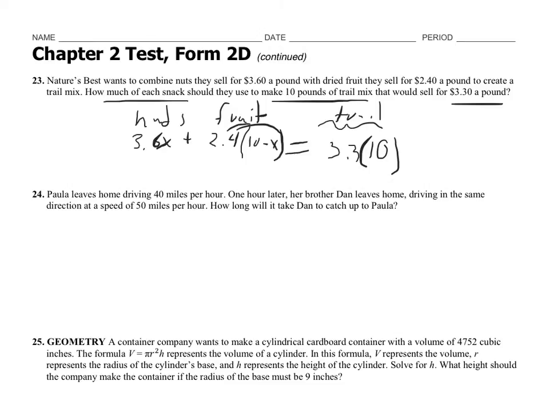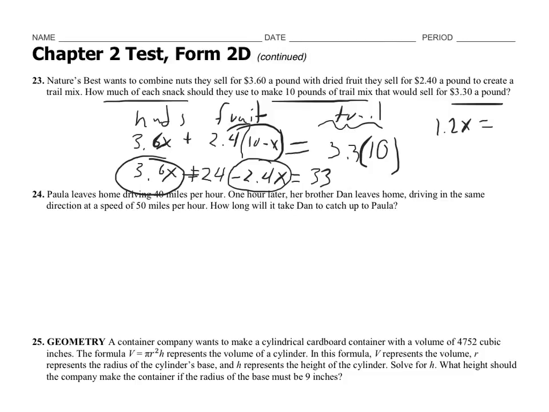Now, distribute that. So 3.6x plus 24 minus 2.4x equals 33. I have 3.6x and negative 2.4x. That's 1.2x. Subtract the 24 from the 33 and that should give me 9. So I have 1.2x equals 9. Dividing by 1.2, x equals 7.5 pounds. And that's of nuts. So to figure out how many pounds of fruit, you'd subtract, so that'd be 2.5 pounds of fruit.